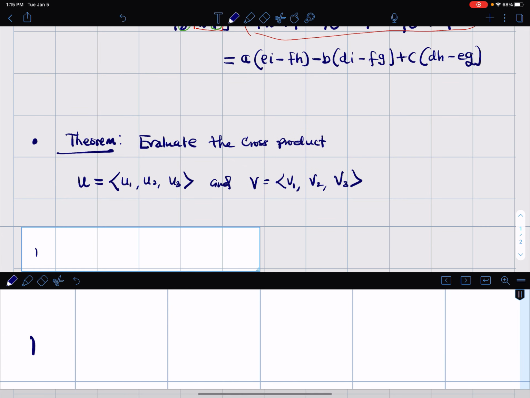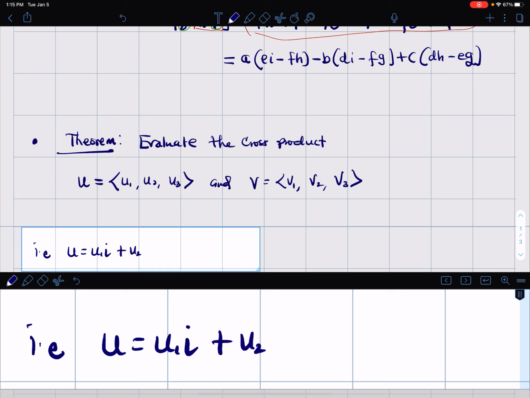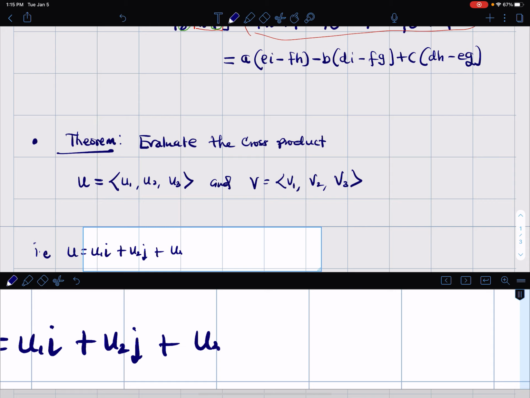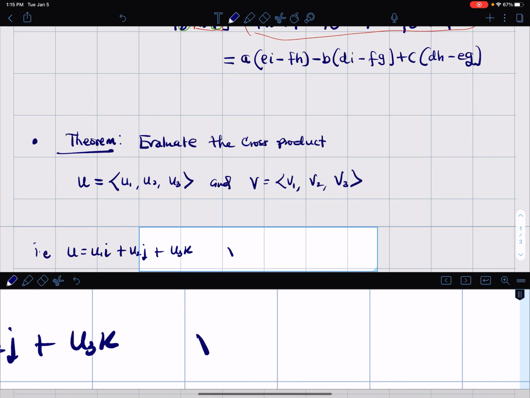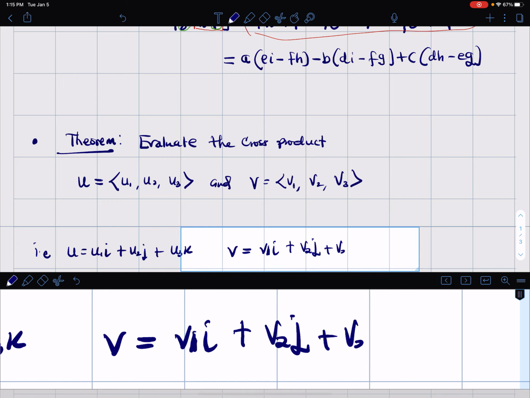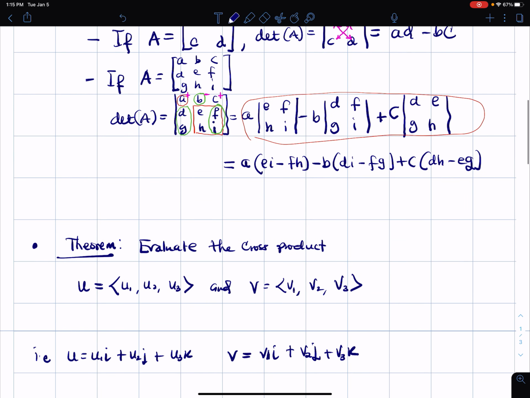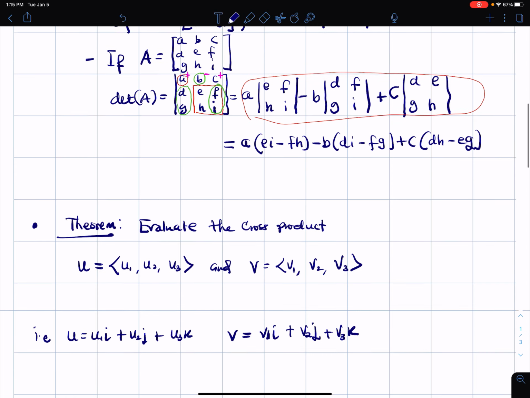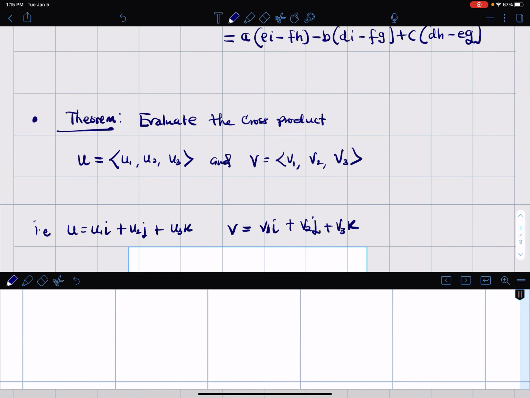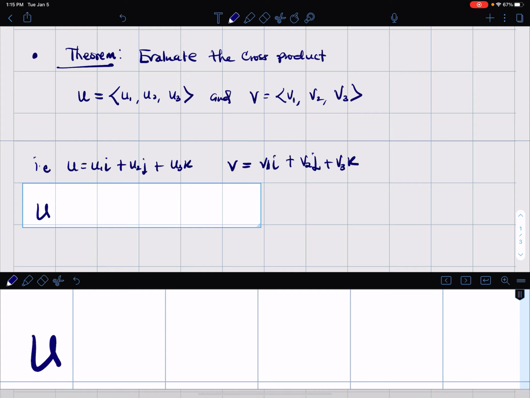Remember, we can also write it like this: U is equal to U1 i plus U2 j plus U3 k. All right. And then V is equal to V1 i plus V2 j plus V3 k. I'm kind of abusing notations here. All the i you see here is quite different from the i you see here, and none of them is the complex number i, right? So just note that. All right, so we want to find the cross product of U and V.